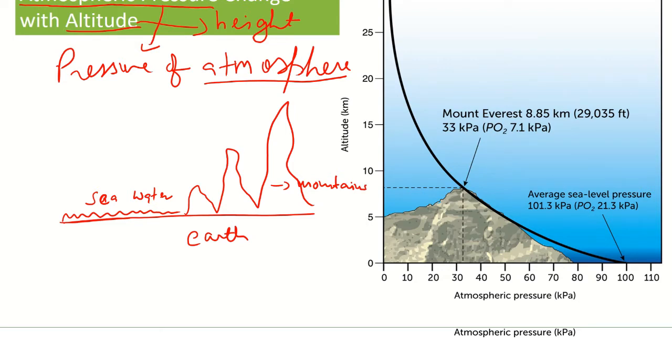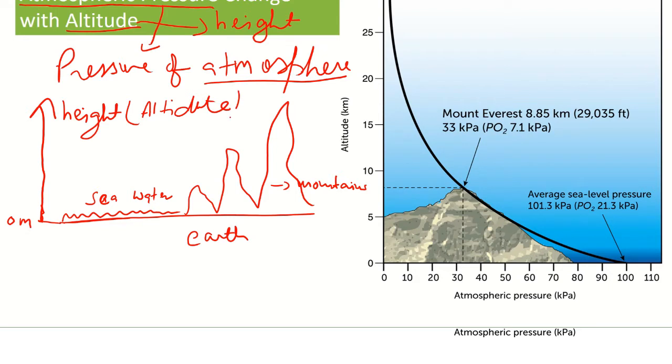These are the mountains. If I say this is 0 meter or 0 kilometer, then when we are going up in the air, this height is known as the altitude. This may be in meter, this may be in kilometer.